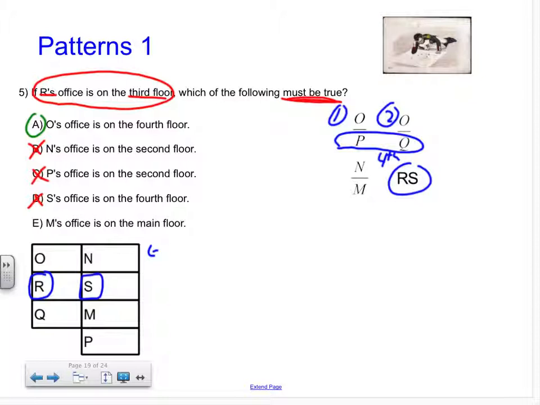And E, M's office is on the main floor. Well, we know where it is right now. It's on the 2nd floor and it's working out just fine. So we can eliminate E, and A is the credited response.